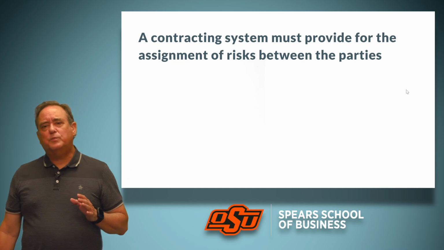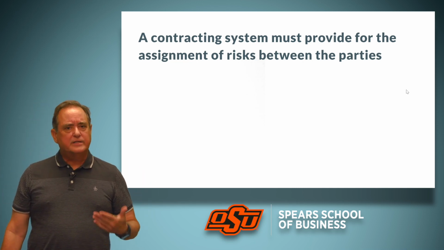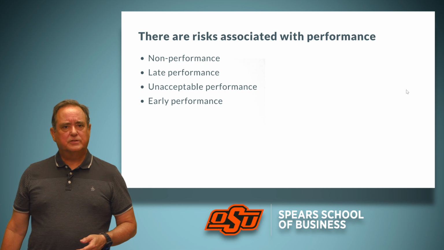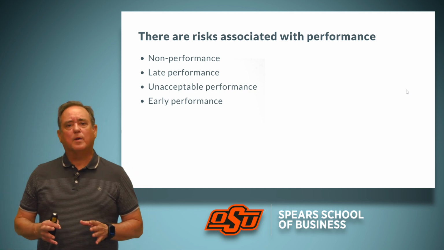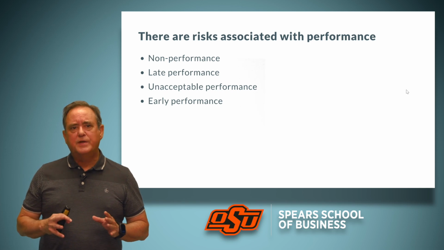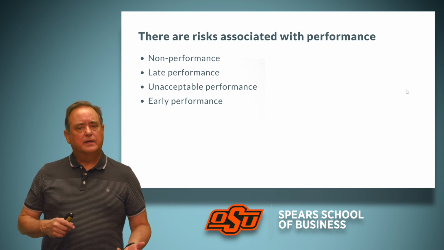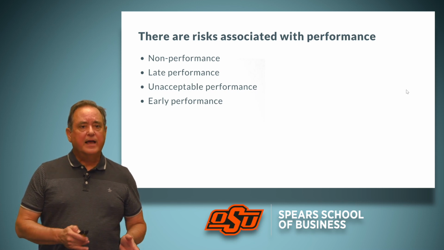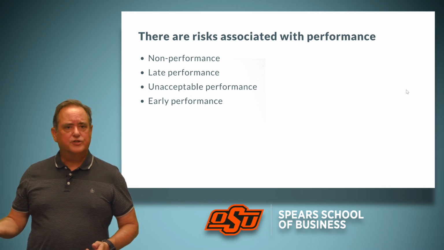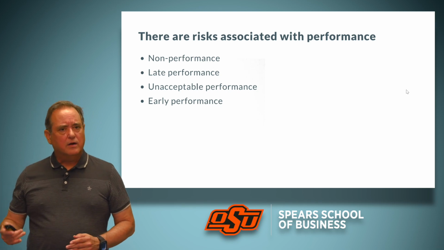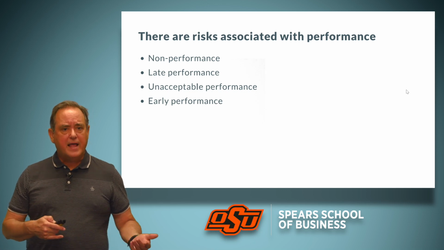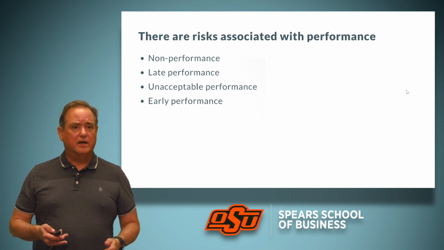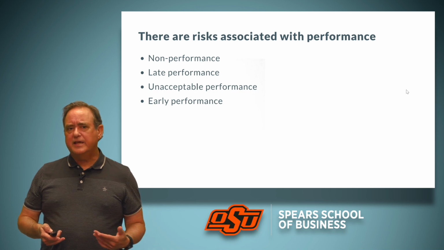Now, what a contracting system does is it provides the ability of the parties to allocate risks. It provides for the assignment of risks between the parties. Now, there are risks associated with performance. In fact, risks break down into two categories. The first being performance. And the greatest risk associated with performance, of course, is non-performance. In the case of a seller, non-performance is a failure to ship the goods. In the case of a buyer, non-performance is the failure to pay for the goods. So non-performance, probably the greatest risk encountered in a contract. But there are other risks associated with performance as well.